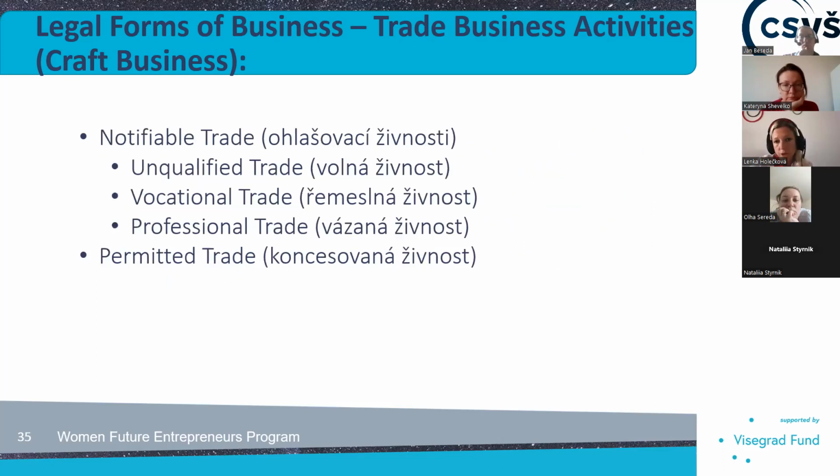And we have here a few types of trade business activities in the Czech Republic. I think it's our third lecture, so next week we will outline them more deeply, how to set up a trade business activity, because we have notifiable trades that it is necessary to notify to the office, and then permitted trade. There we need some state permission to do this business. So there are some types of business: unqualified trade, vocational and professional trade. We will discuss it later.